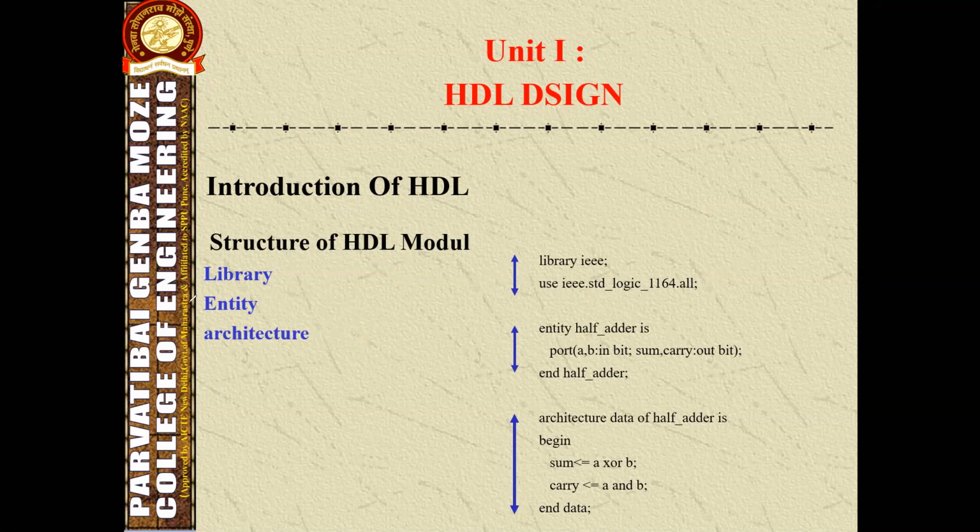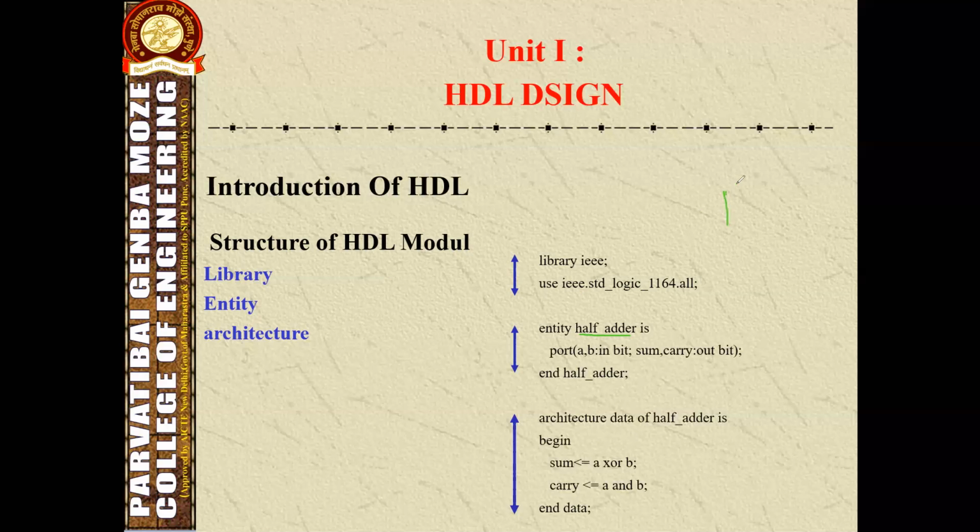So what is the entity? Let's see. Entity declares the input and output of the system to be described, and it is given a name or identifier by the user. This is our program. So how can we identify this program? We should give a name. So here the entity includes the name of the program. Also, the entity declares the input and output of the signal.